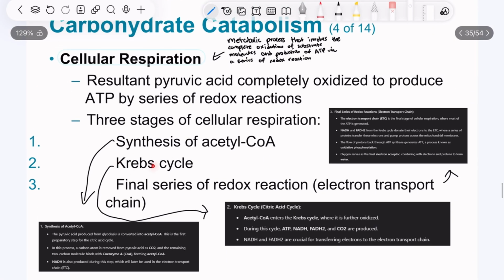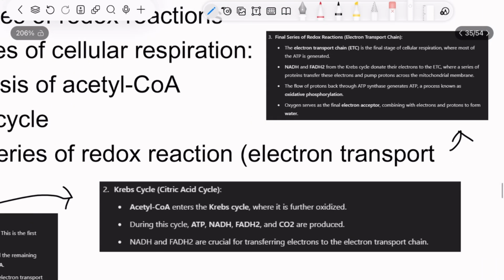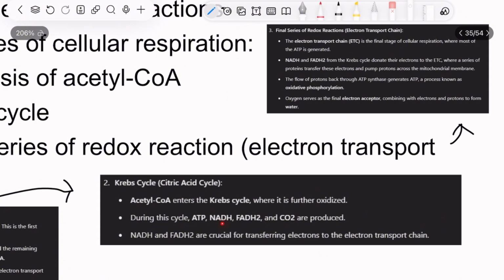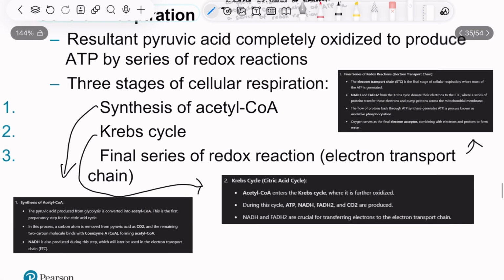The second step is the Krebs cycle. Acetyl-CoA enters the Krebs cycle, where it is further oxidized. During this cycle, ATP, NADH, FADH2, and CO2 are produced. NADH and FADH2 are crucial for transferring electrons to the electron transport chain. And then finally, we get to this final series of redox reactions.